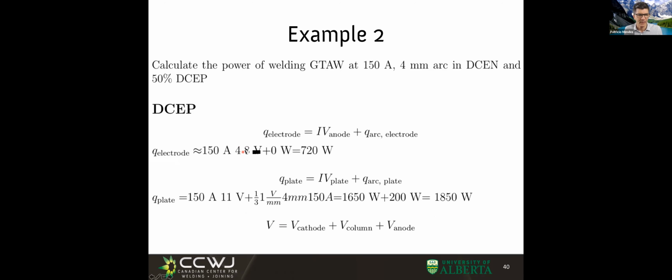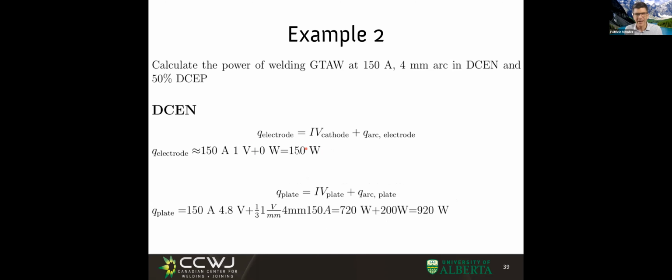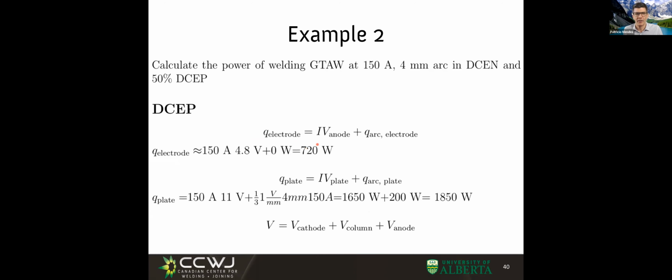Now, if the electrode is positive, the electrode is an anode. And if the electrode is an anode, it has a full voltage of 4.8 volts, and not much contribution from the arc on the electrode, and we get 720 watts at the electrode. Let me show you what we were before. Electrode negative, 150 watts. I can dissipate those either through the air or with a water-cooled torch, no problem. I flip the polarity, 720 watts. Well, let me tell you, you don't dissipate 720 watts with just a water-cooled torch. You melt the electrode.